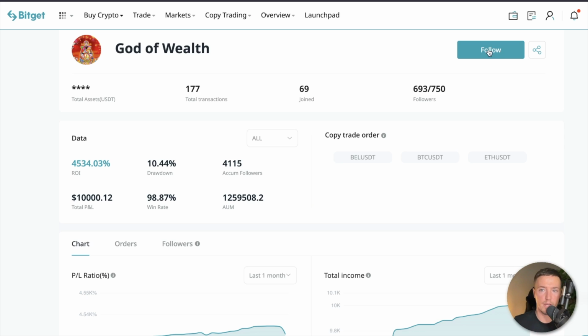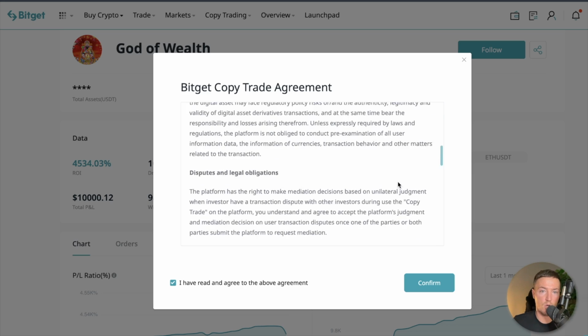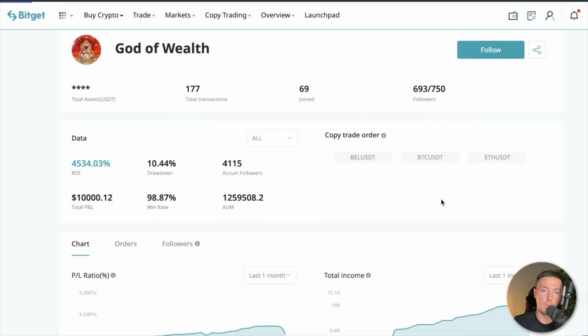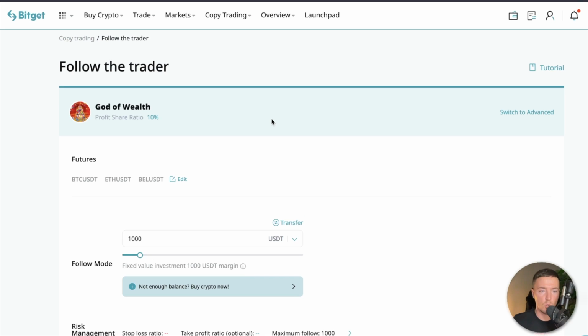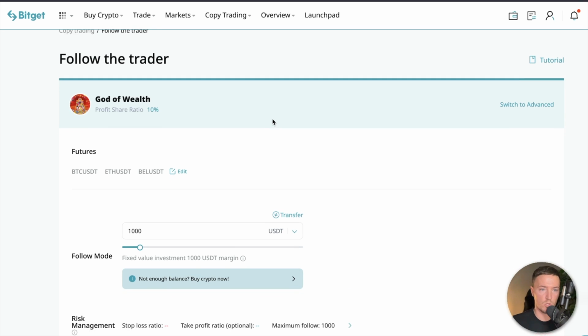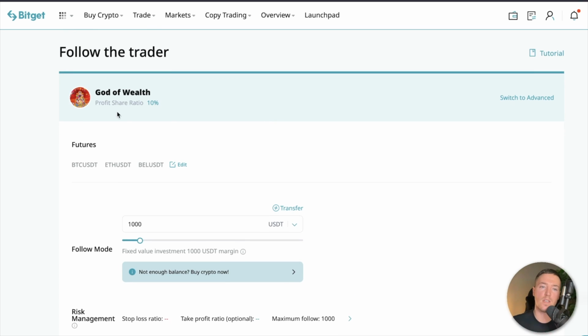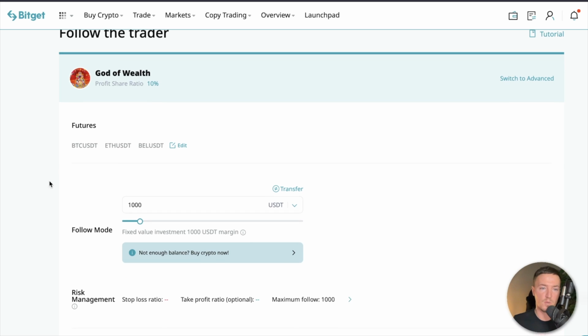So what I do is click follow, agree to the Bitget copy trading agreement, confirm, then we click next. So follow the trader, let's go. We've got God of Wealth here. As we can see, there is a 10% profit share ratio, which is fair enough. That trader's out there making me money, they can get a 10% share of the profits. That's fair. As we can see here, futures, here are the pairs that the trader will be trading.